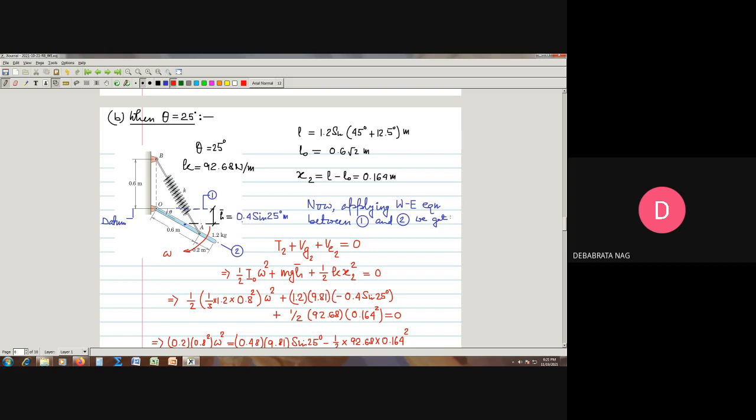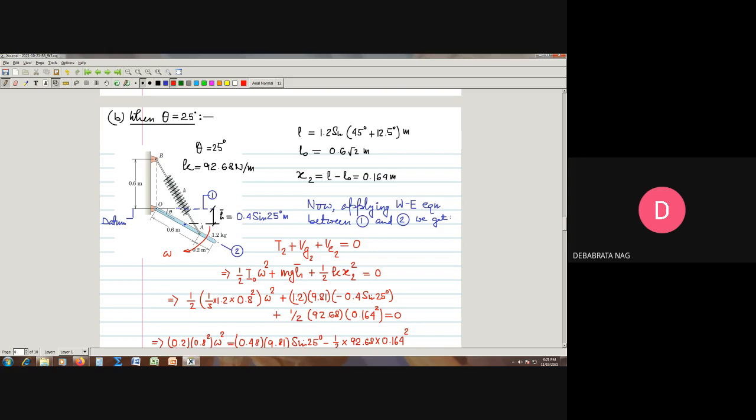So we see that the spring extension for this final configuration is now going to be equal to L minus L0, and if you calculate it, it is going to be 0.164 meter. Now between 1 and 2, if we compute the work energy equation just like the previous one, the initial part was 0. So I have half I_O omega square plus mg h bar. Remember, this is going to be our datum level.